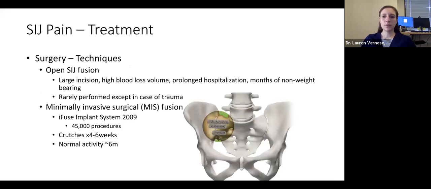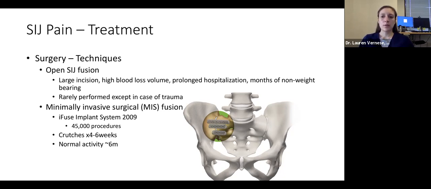So there's 2 different procedures. In the past, the open sacroiliac joint fusion was always performed until the minimally invasive came out in 2009. These have been compared to each other. The open is found to have a much larger incision, so there's a higher risk for wound dehiscence, infection. There's also higher blood loss. These patients tend to stay in the hospital for more in the order of 3 to 4 days versus minimally invasive, maybe 1, maybe 2 days.